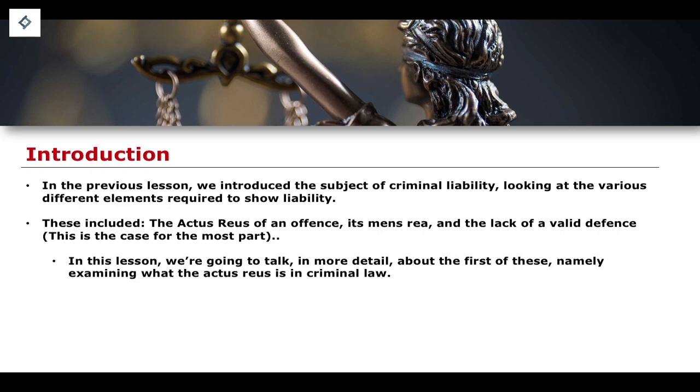I'm going to talk about actus reus for a few lessons. We're going to talk about it in its general form in this video, and then we'll start to talk about some of the subsidiary issues which relate to actus reus, for example the concept of criminal intent, the concept of omissions versus acts and the type of offences that can exist in that regard, and the idea of causation, the idea that the act itself causes the harm for which criminal liability arises.